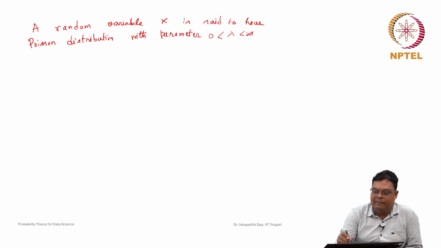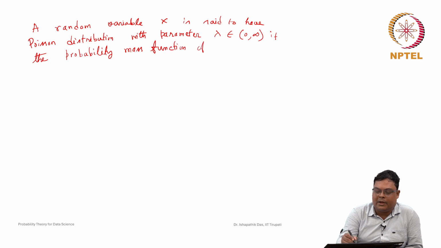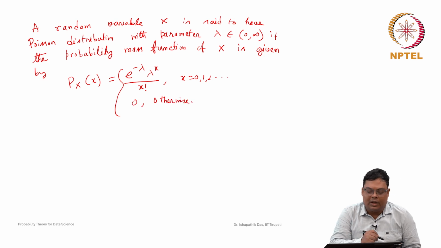So, with parameter lambda belonging to the open interval 0 to infinity, the probability mass function of x is given by P_X(x), which is e to the power of minus lambda, lambda to the power x by x factorial, where x is 0, 1, 2, and so on. This will be equal to 0 otherwise.